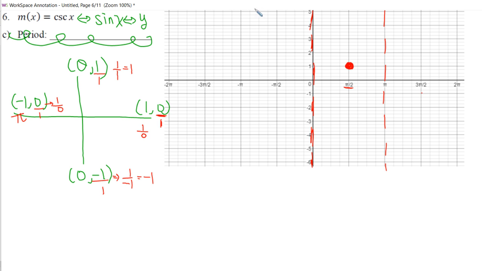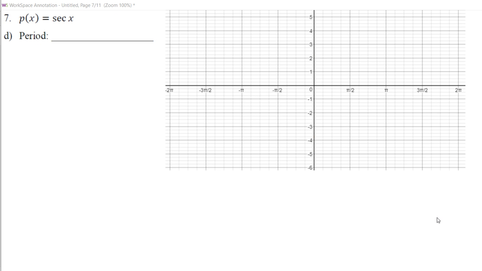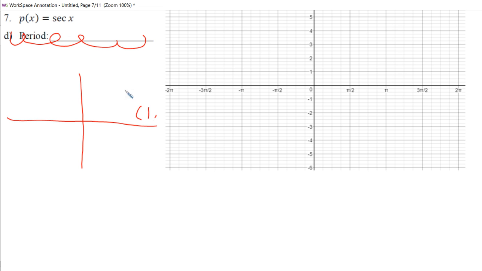And here we are. It's going to be going through the dot, kind of like looking like a parabola, but not really, because you're going to have to glide this line all the way down forever and ever and ever. There we go. Alright. One last one. Secant. Once again, we're not doing the period. We need the 4 corners. 1, 0, 0, 1, negative 1, 0, and 0, negative 1.